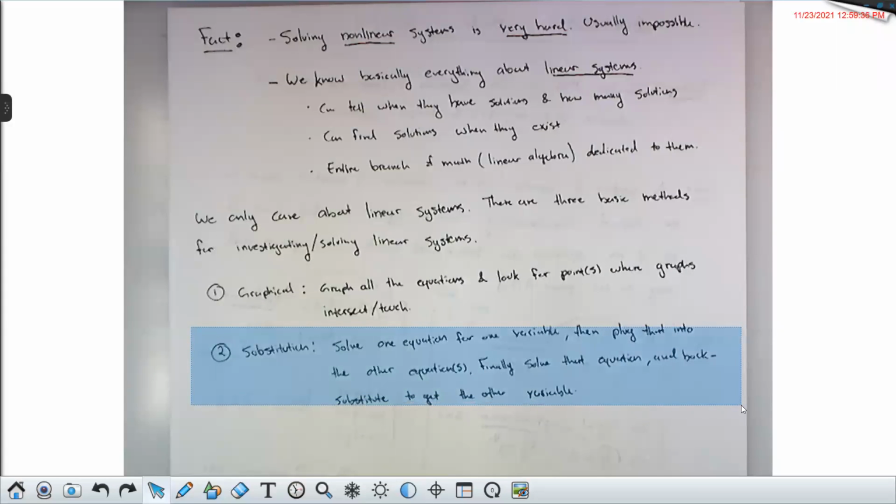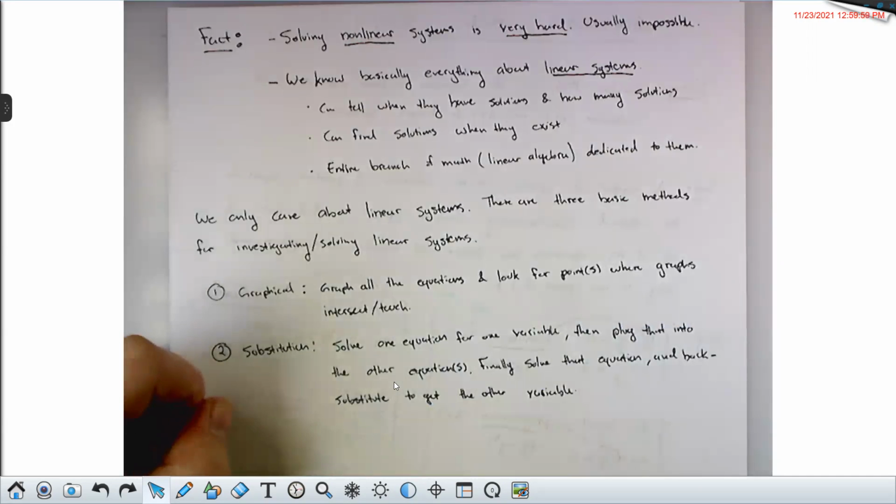Substitution, this sucks less. This, for a 2x2 linear system, is fine. But it does not work well for 3x3s. And if you ever try to solve a 4x4 system through substitution, you will want to kill yourself. It'll take forever. And I guarantee you there will be a mistake somewhere. And it's just not a fun thing to do.